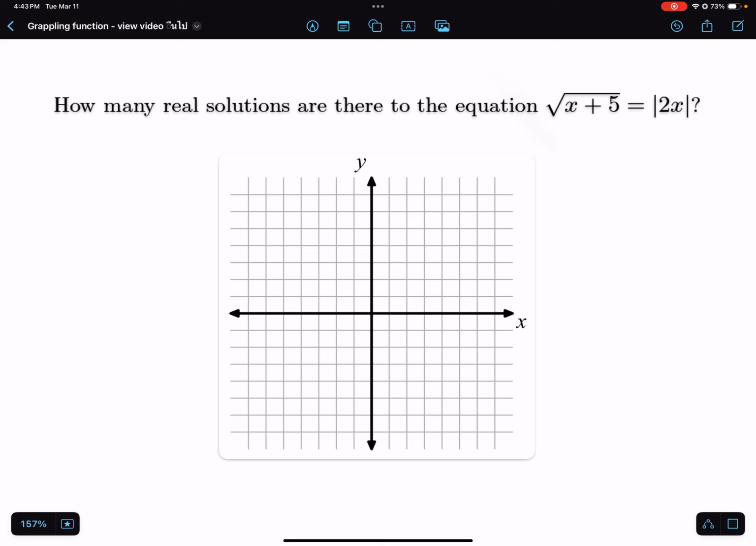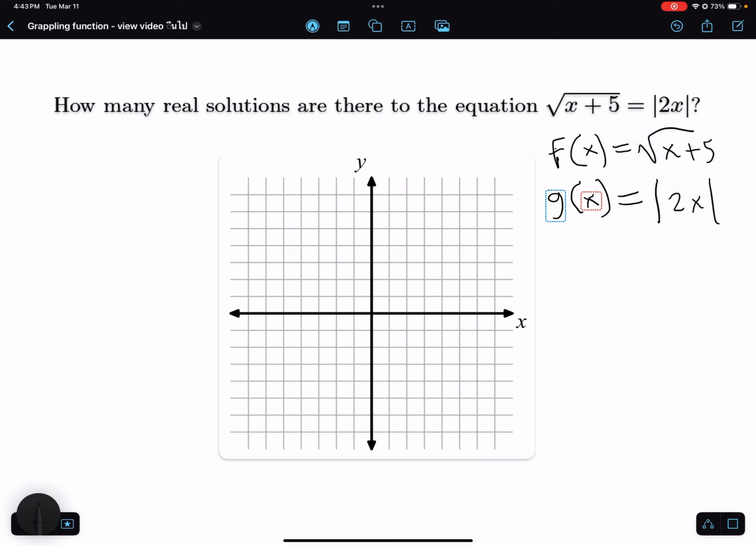Just to make it easier on ourselves, we're going to call the first one f of x equals square root of x plus 5. Our second one, which we're going to call g of x, is going to be the absolute value of 2x. Okay, so we have two functions defined right there, and now we can use some already existing information to help solve the problem. So it's going to be kind of hard to figure out and make a table for all the values of x that satisfy square root of x plus 5 equals absolute value of 2x. That's going to be very hard and very cumbersome to do.